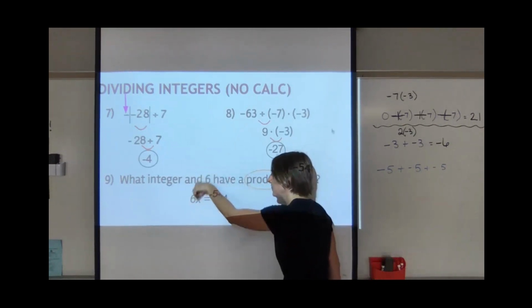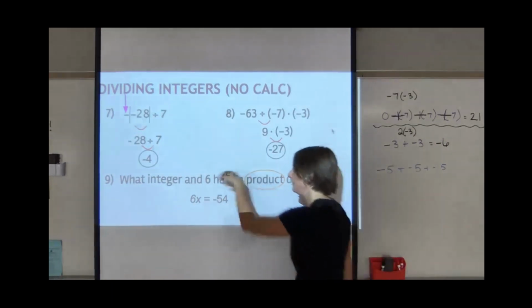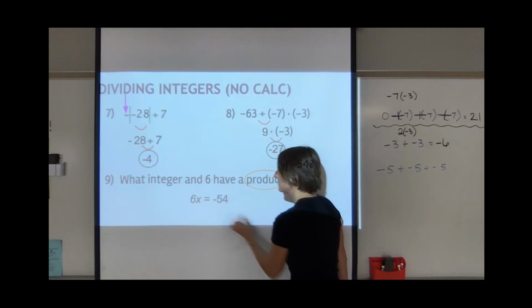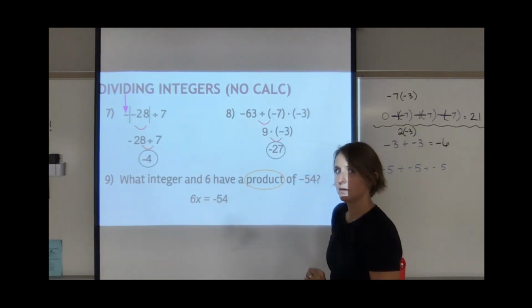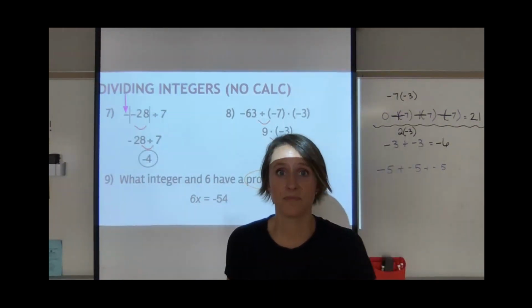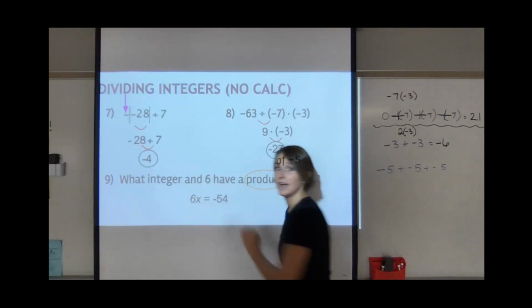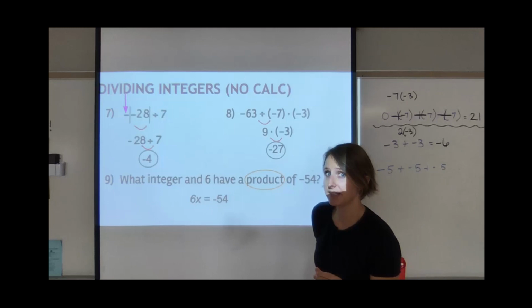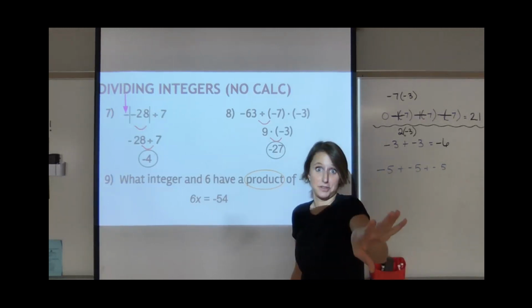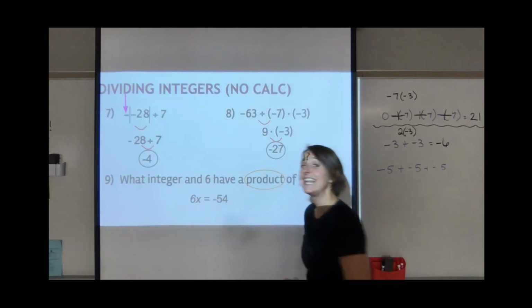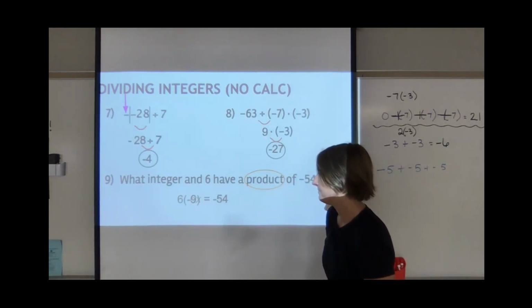Now, what could we plug in for x, or whatever variable you used, so that when we multiply it with 6, we get negative 54? Well, think what times 6 is 54? 9. But we need our product to be negative. So 6 and 9, do they need to agree with their signs? They need to disagree with their signs in order for our product to be negative. So we need to make sure that we plug in a negative 9.